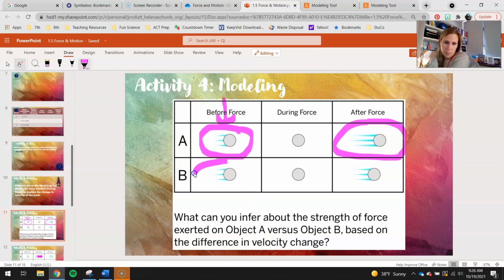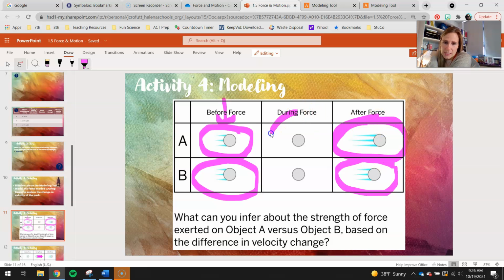So let's take a look at object B. Okay, object B was also moving with the same small velocity to the right as object A. We applied a force on it, but afterwards, notice how our object is not moving as fast as object A.